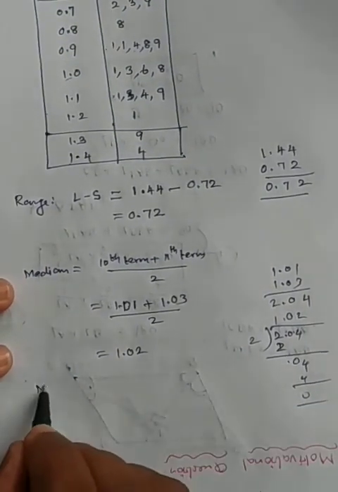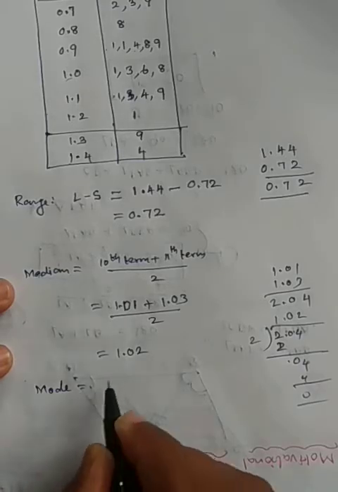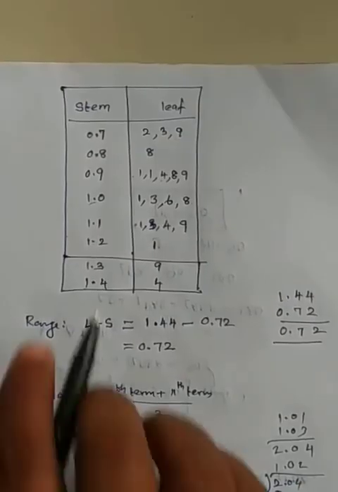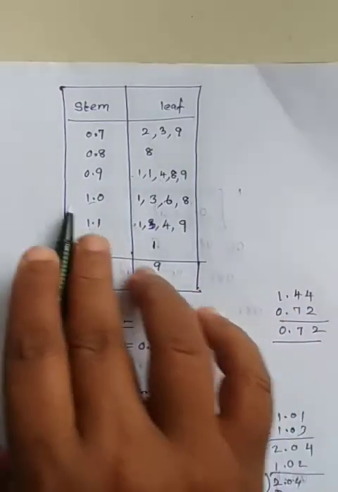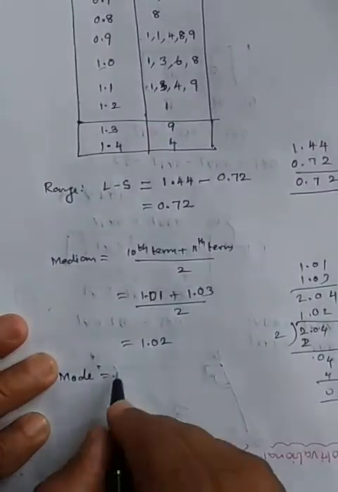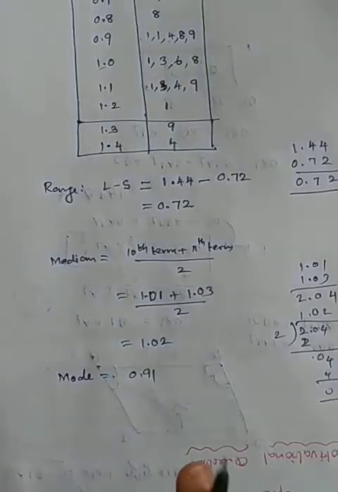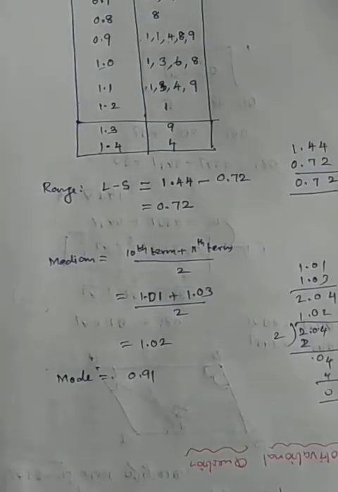And the next one, mode. Mode is what here? Maximum occurring. What is the maximum here? Nothing is repeating here, so it is 0.91. So mode is 0.91. That's the thing we have written here.